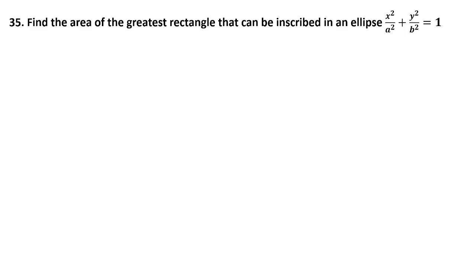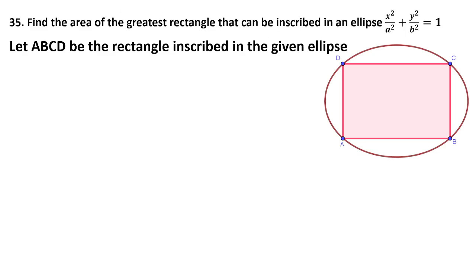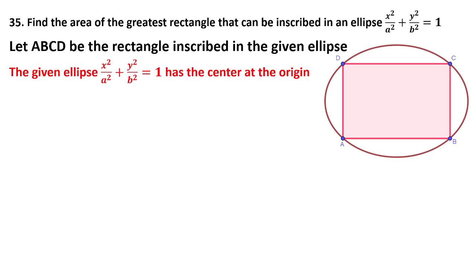Find the area of the greatest rectangle being inscribed in an ellipse. All of you know that this is a rectangle. I am taking it as ABCD as its vertices. And it has its center at the origin. Therefore, all of you know that A will be on the left, B on the right, C on the top, and D on the left top.